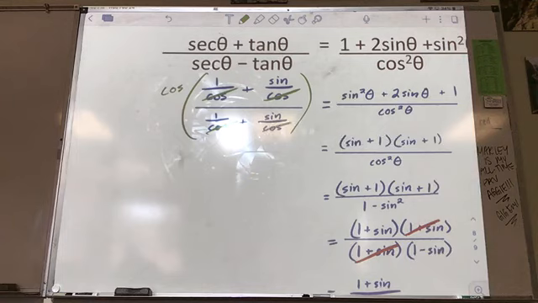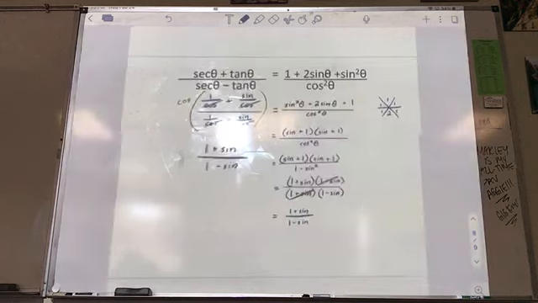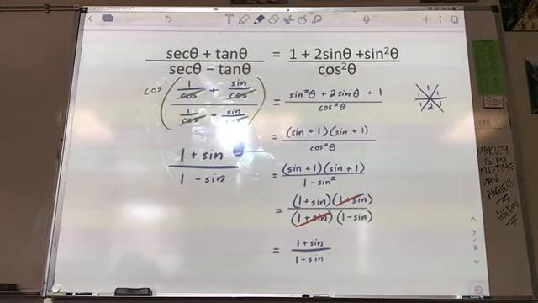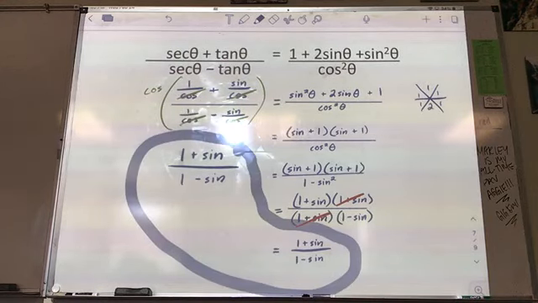Because it wouldn't look like the other side yet. That's so right, Mr. Megison. I'm so happy you're paying attention to my class. 1 plus sine over 1 plus sine, no, 1 minus sine. I wrote it wrong. Okay, 1 minus sine, 1 minus sine. And there we go. We have sides that equal each other. They're on the same level.